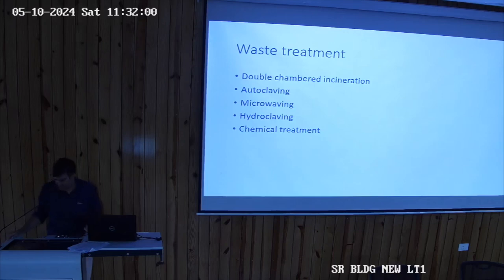Now once you have segregated waste, what happens exactly? At a hospital, we collect the waste in the ward, and in the morning a team of persons goes to every ward, takes that bag, puts it into a closed lid container, meaning a trolley, and transports it to the biomedical waste storage facility.